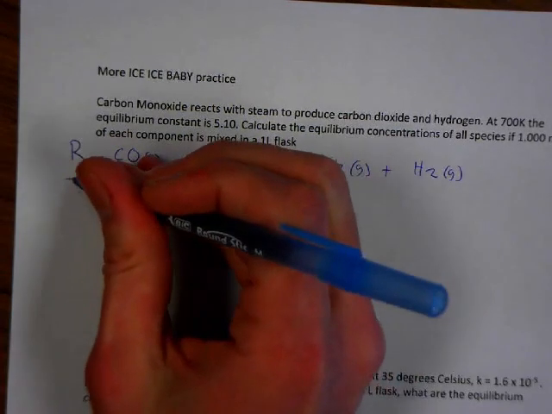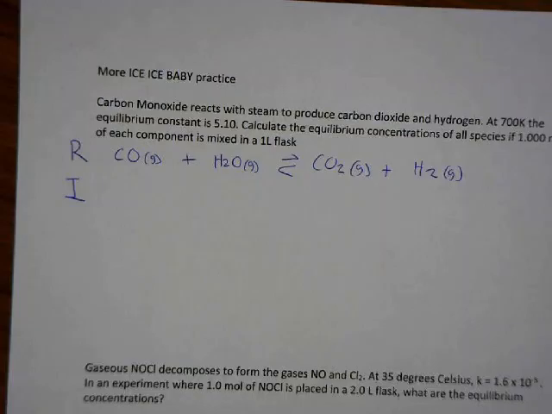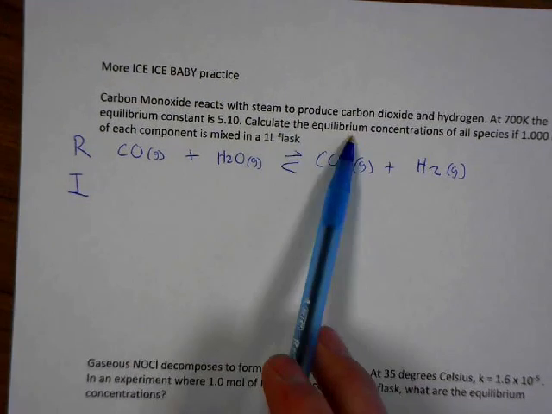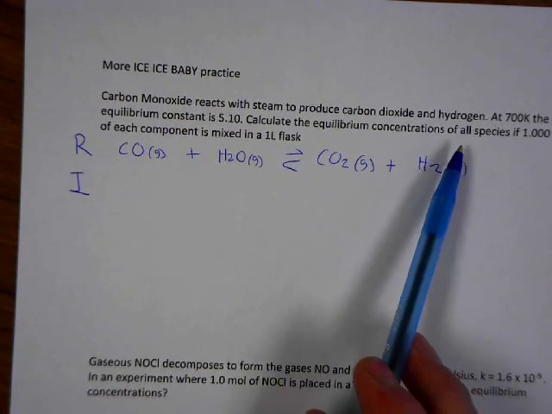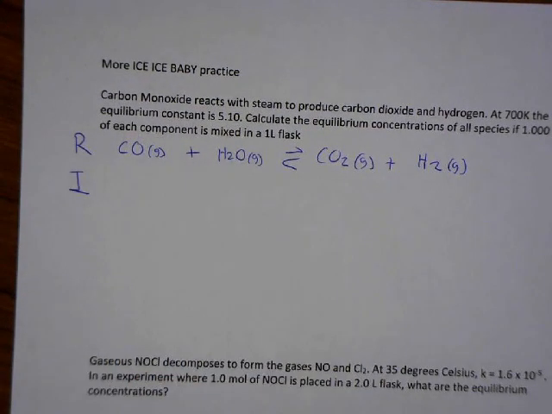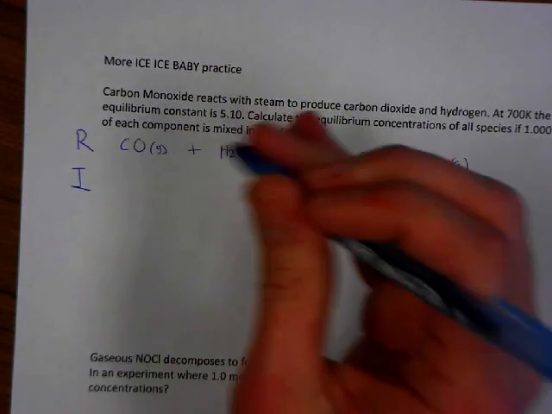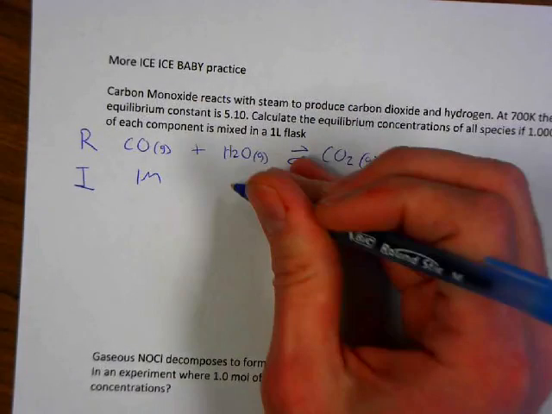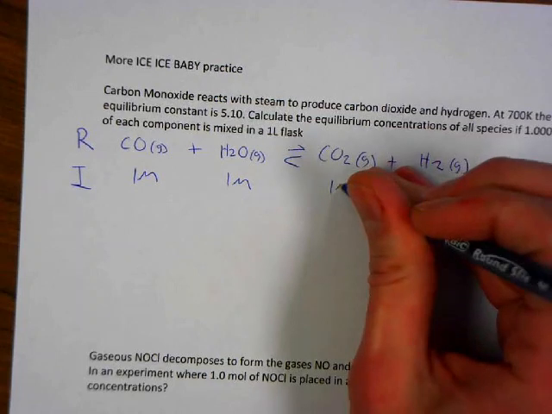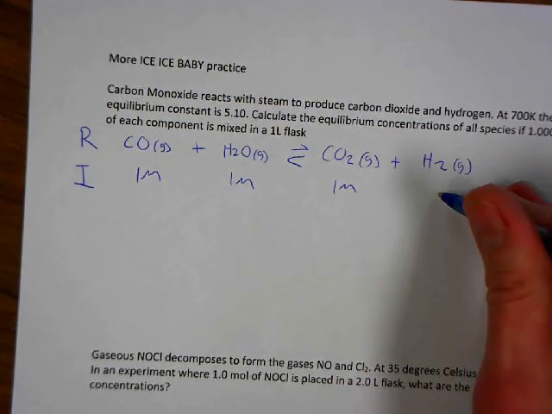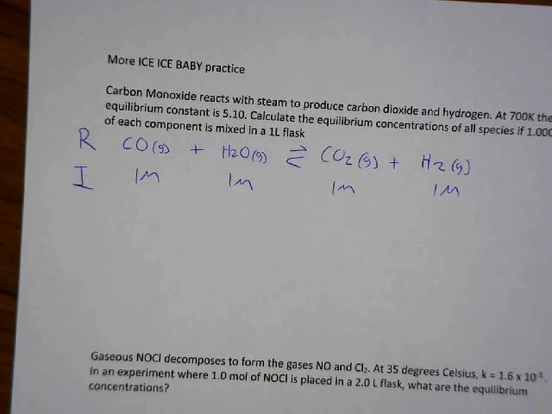So here we go. Initial concentration of all of these things. It says calculate the equilibrium concentration of all species if 1 mole of each component is mixed in a 1 liter flask. So I'm starting out with how many molar of this? 1 molar. What about this? 1 molar. What about this? 1 molar. What about this? 1 molar. It says of each component.